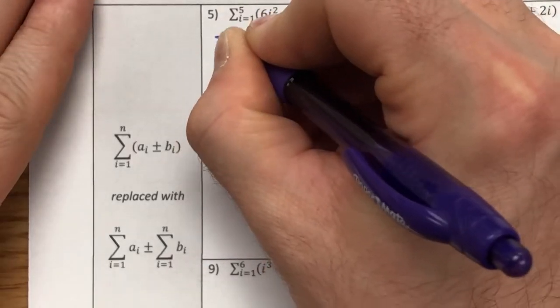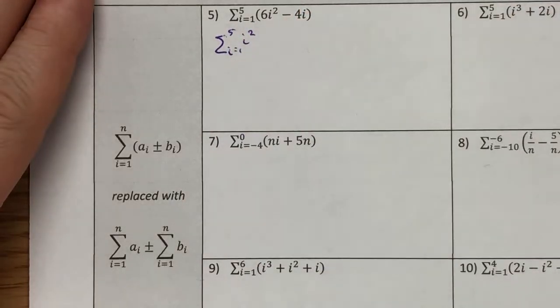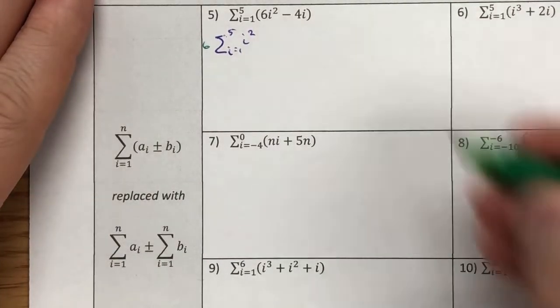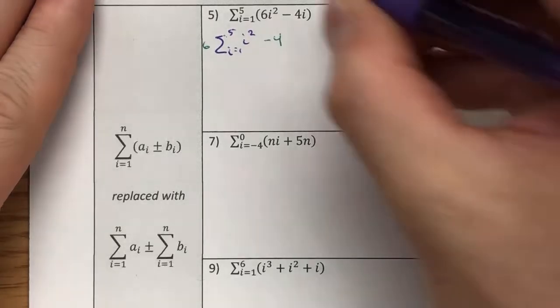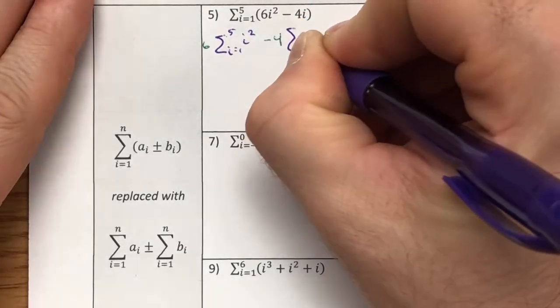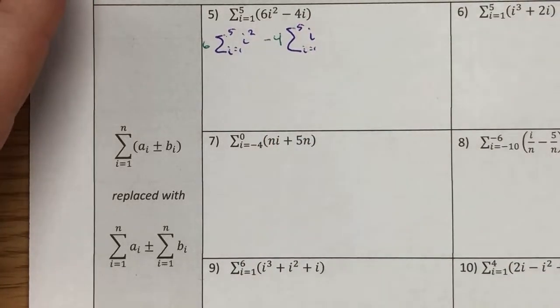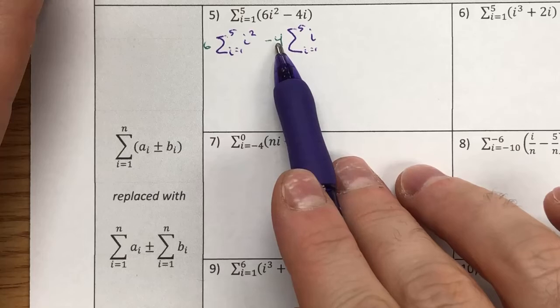So we're going to split this into a sum of i equals 1 to 5 of i squared, and we're immediately going to pull out the 6, minus 4 sum of i equals 1 to 5 of i. And now you might ask, okay, why did we pull out the 6 and why did we pull out the negative 4?